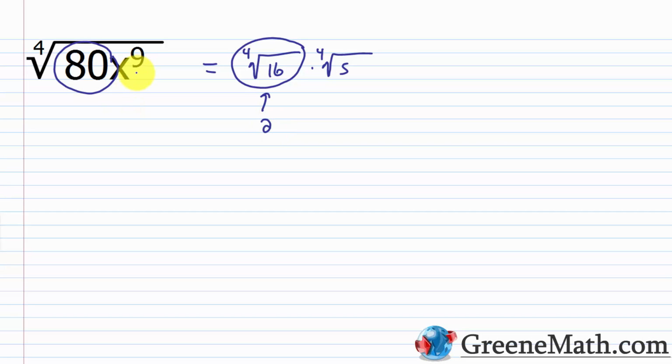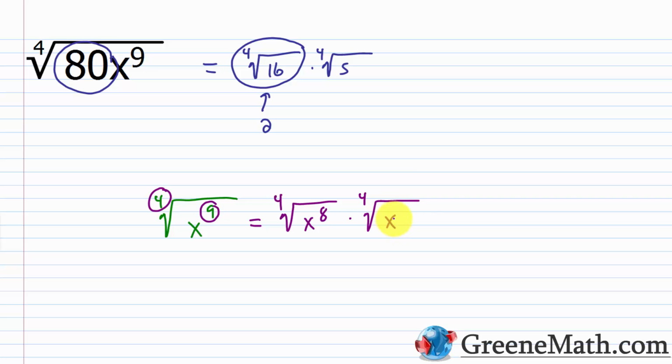Then for x to the 9th power, again, we've got to think about this. So x to the 9th power, if I have the fourth root of that, first question, can I simplify? The 9 is larger than the 4, so the answer is yes. Now, if I want to do this, think about the next exponent going down that's divisible by 4. If I think about 9, 9 is not divisible by 4, but 1 down, 8 would be. So I'm going to rewrite this as the fourth root of x to the 8th power times the fourth root of x, right?